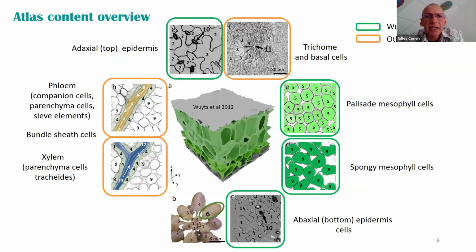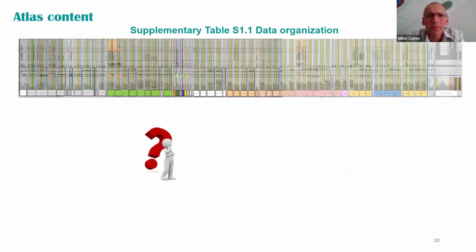So an overview of the atlas content. The Witz et al. study, Natalie Witz et al., produced information for 4 kinds of cells: the epidermal cells and the palisade and spongy mesophyll cells. For the other cells, the data were not available. So for example, for bundle sheath cells that you see in light green on the left, or the xylem cells or the phloem cells, this had to be extracted from other studies, and sometimes for different growth conditions.